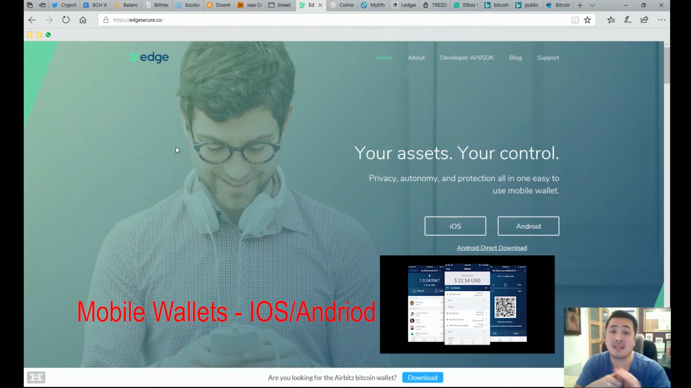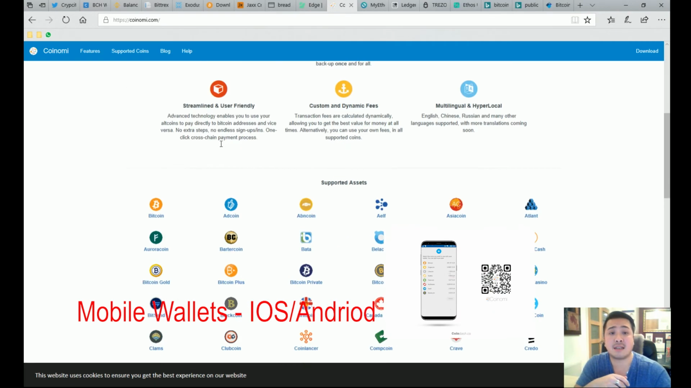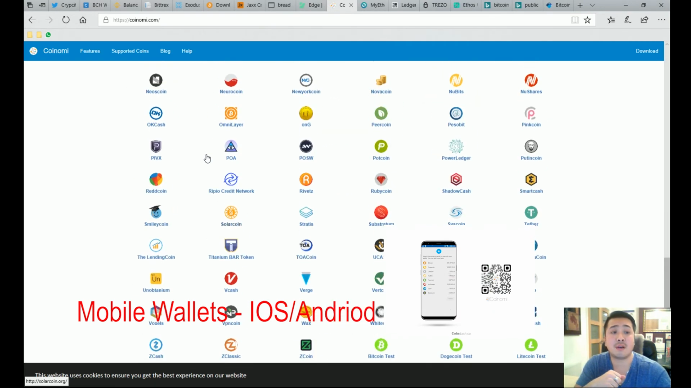Now, they only have a few assets which they support, but essentially you can use these wallets on your mobile phones where the private keys are kept on your mobile phone. Essentially, if you lose your mobile phone, you lose your private key. That's if you haven't backed your iPhone up. Now, on Android devices, you've got a wallet called Coinomi, which supports various different assets. As you can see here, they support quite a few assets.